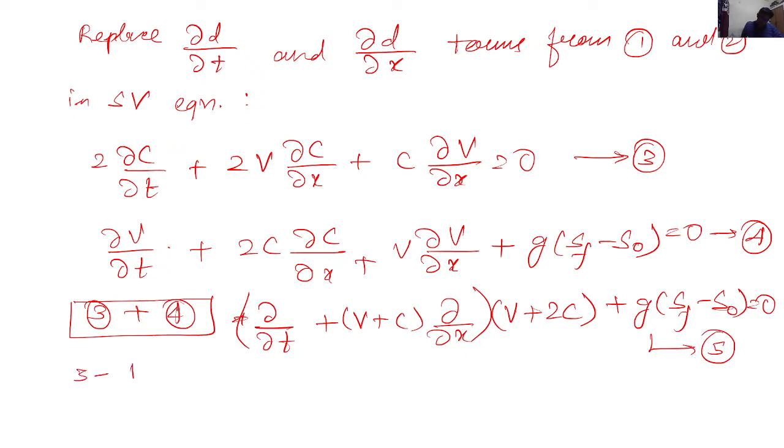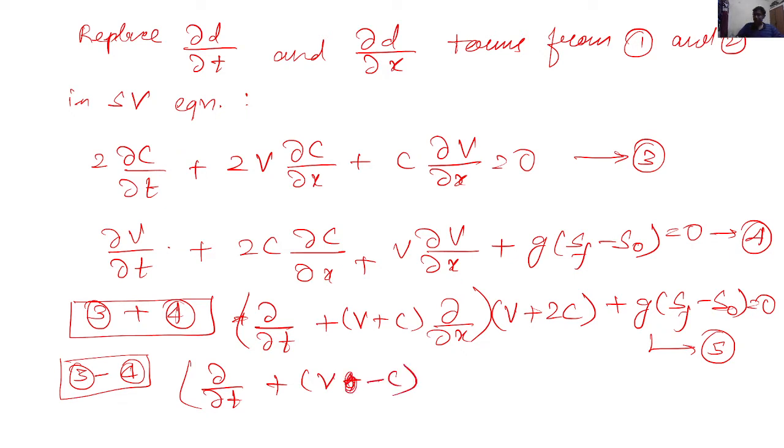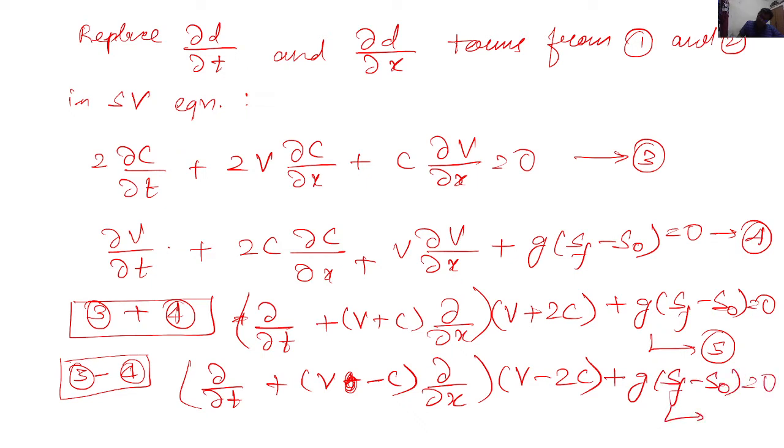And 3 minus 4, and simplifying we get another expression, del by del t plus v minus c. The thing is that this equation will yield us the exact same thing, but the pluses will become minus. Del by del x, v minus 2c plus g sf minus s naught is 0. Let us term it as equation 6. Let us take another slide.